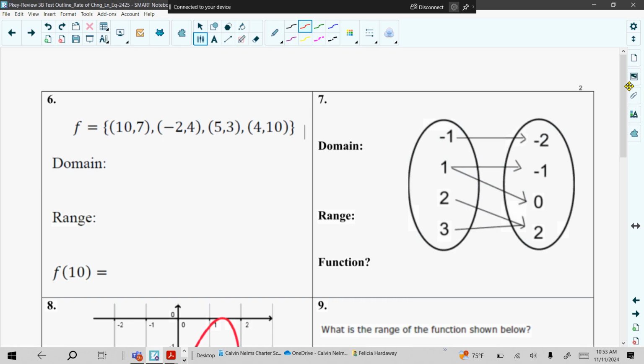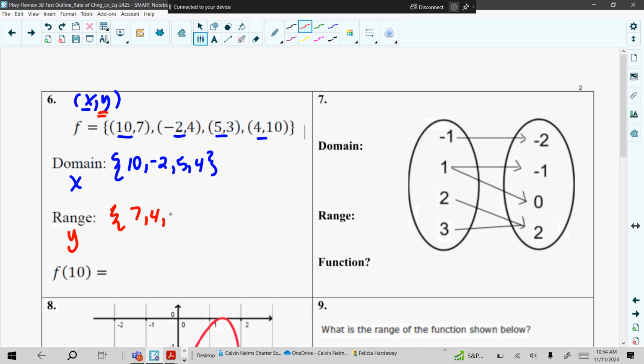So looking at the function, we have the set of ordered pairs here. Remember, your ordered pairs are your x comma y. If domain are the x's, then what's our answer? 10, -2, 5, 4. Yes, they don't have to be in order from least to greatest, but you have to have all the x values. The x's are the first coordinates in the ordered pair. Range is your y. That represents the second coordinate. 7, 4, 3, 10. Yep, there's our range.